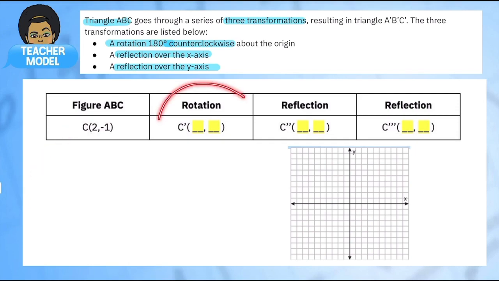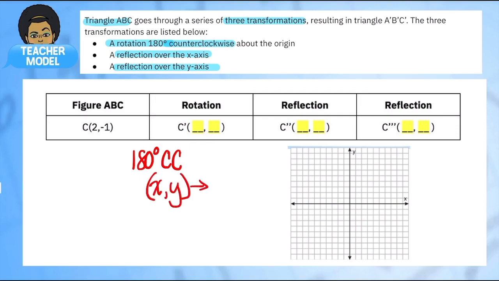So we're going to start with rotation first, and our first rotation was 180 degrees counterclockwise. I'm going to put CC. And we know that whether it's counterclockwise or clockwise, it's the exact same thing. It just means whatever our x and y is, it's going to be the opposite of x and the opposite of y. So in my first point, I have 2, -1. So its opposite would be -2, +1.